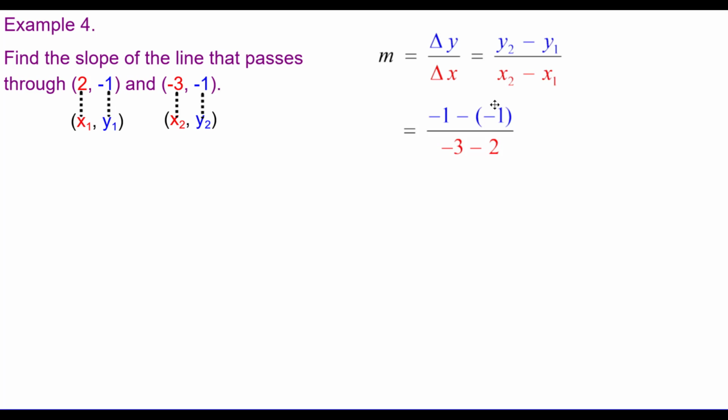-1 minus a -1 in the numerator, -3 minus +2 in the denominator, and simplifying that, we get 0 divided by -5, and that would be the number 0. So this is a horizontal line with a slope of 0.